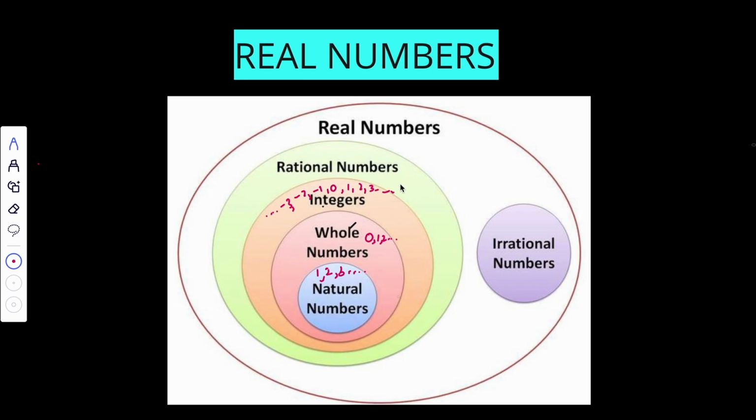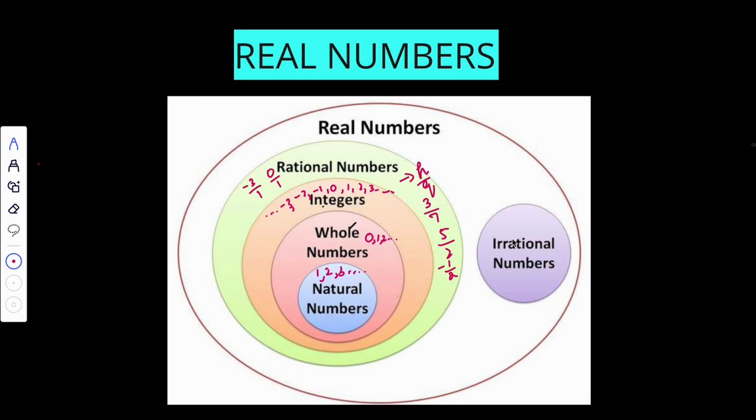Rational numbers means numbers which we can write in the form of p by q, where p and q are integers and q is not equal to 0. That means all the numbers which can be written in the form of a fraction. Maybe it is 3 by 7, 5 by 2, minus half, etc. Even all the integers also, because we can write minus 3 as minus 3 by 1, and 0 we can write as 0 by 1. So all these are rational numbers.